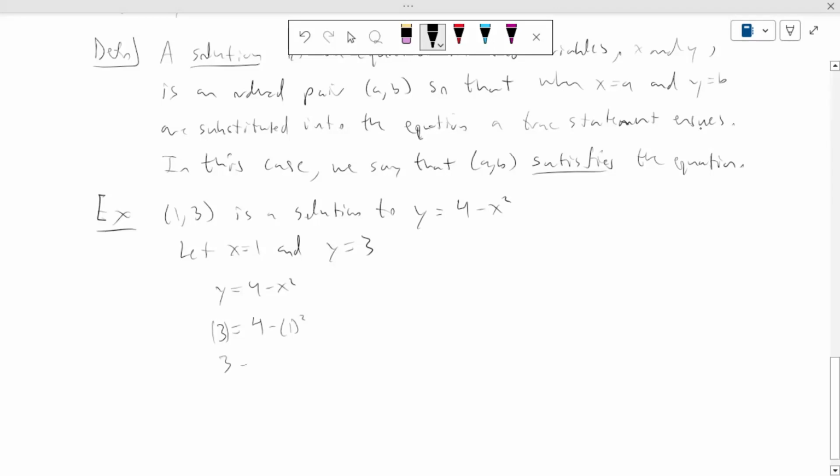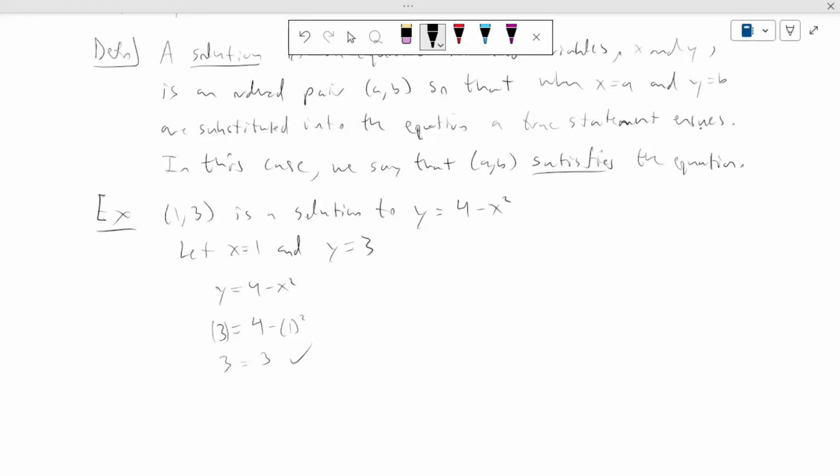So now, simplify this. Left-hand side is just 3. 1 squared is just 1, so 4 minus 1 is also 3. That is a true statement. So when we plugged in x equals 1 and y equals 3, we got a true statement, and that proves that (1, 3) is a solution to this. Okay. So any questions on that? Okay.